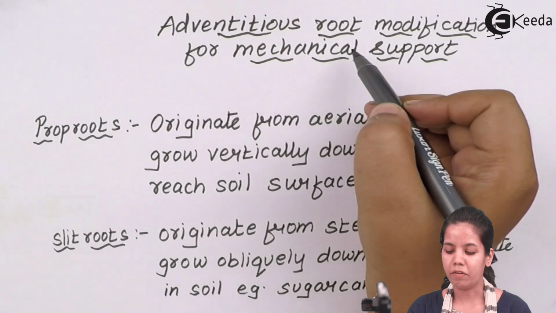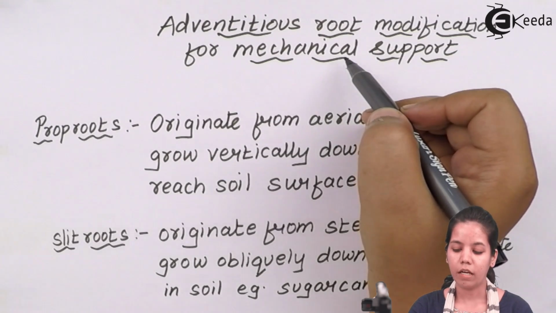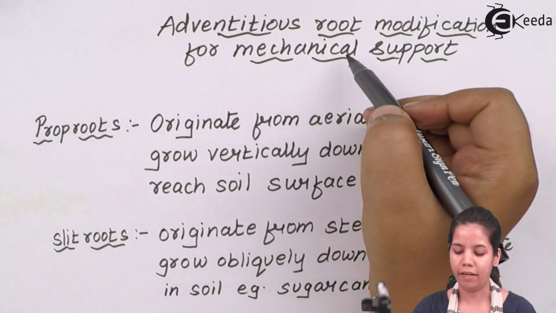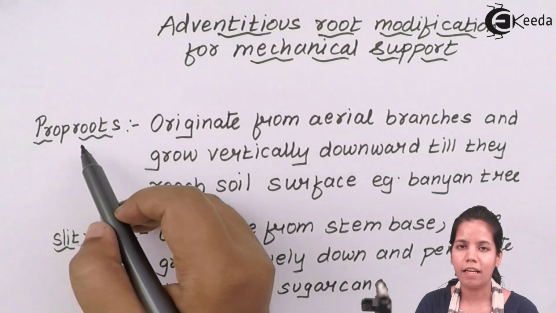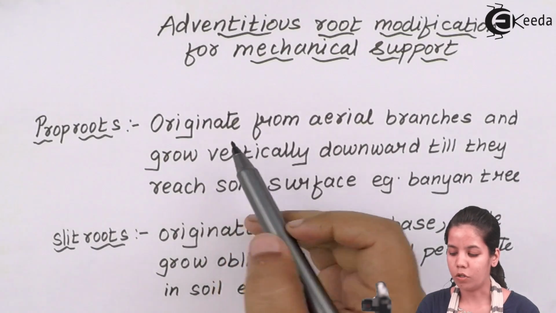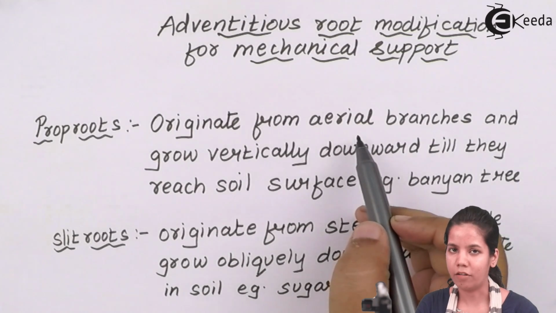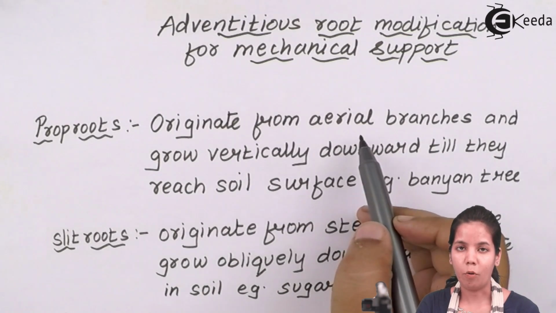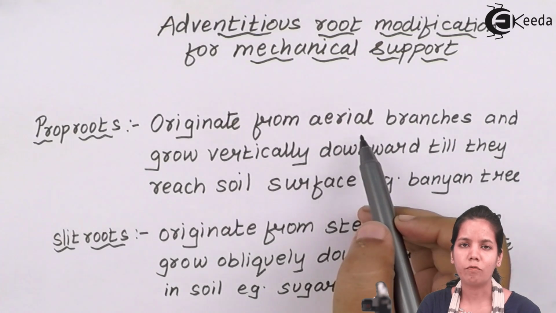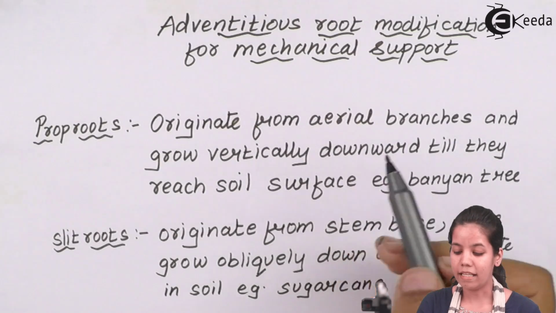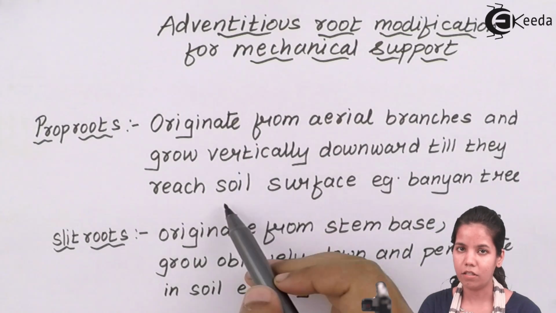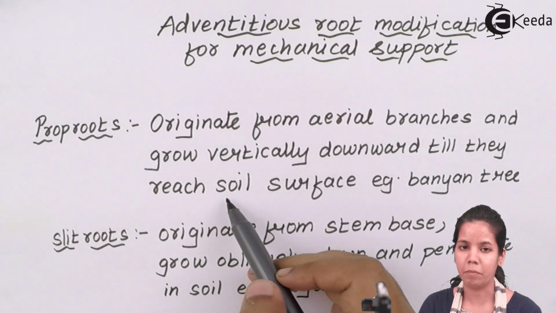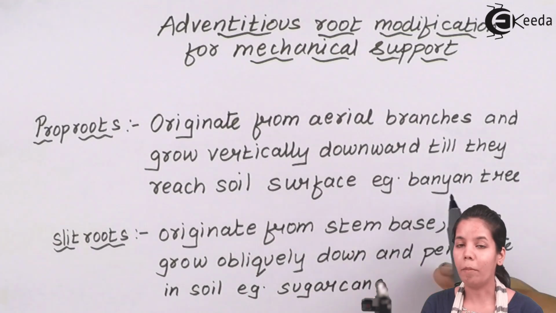Adventitious roots modification for mechanical support. Now, adventitious roots basically modify into prop roots, or you can say stilt roots. In English, prop are said an item, or you can say an object. Now, prop roots basically originate from the aerial branches of banyan tree. When I say aerial, this could be the small branches, or you can say the branches from which leaves arise. And these prop roots basically go vertically downward till they reach the soil surface and hold the soil surface firmly. An example is your banyan tree.